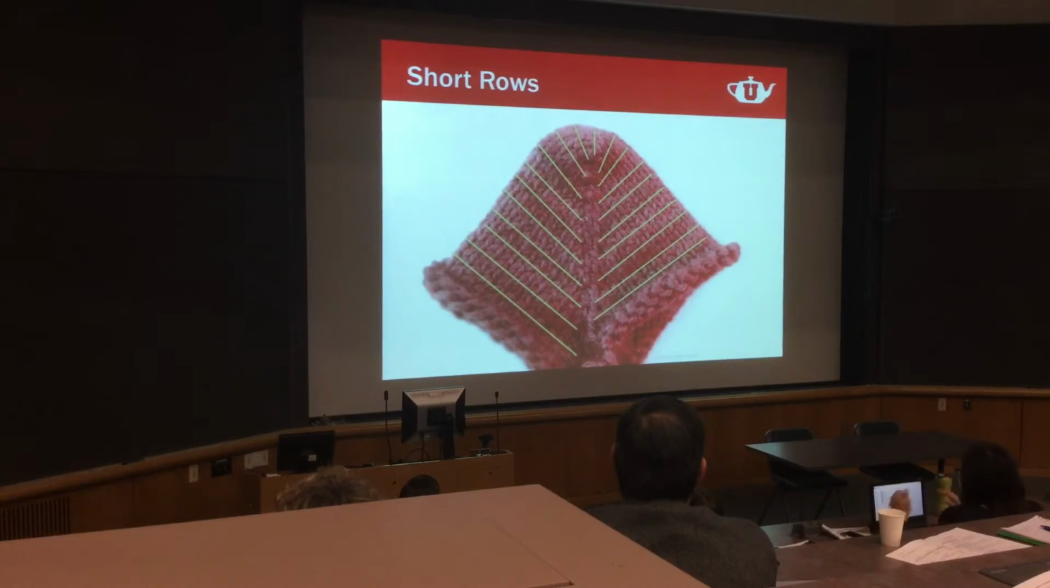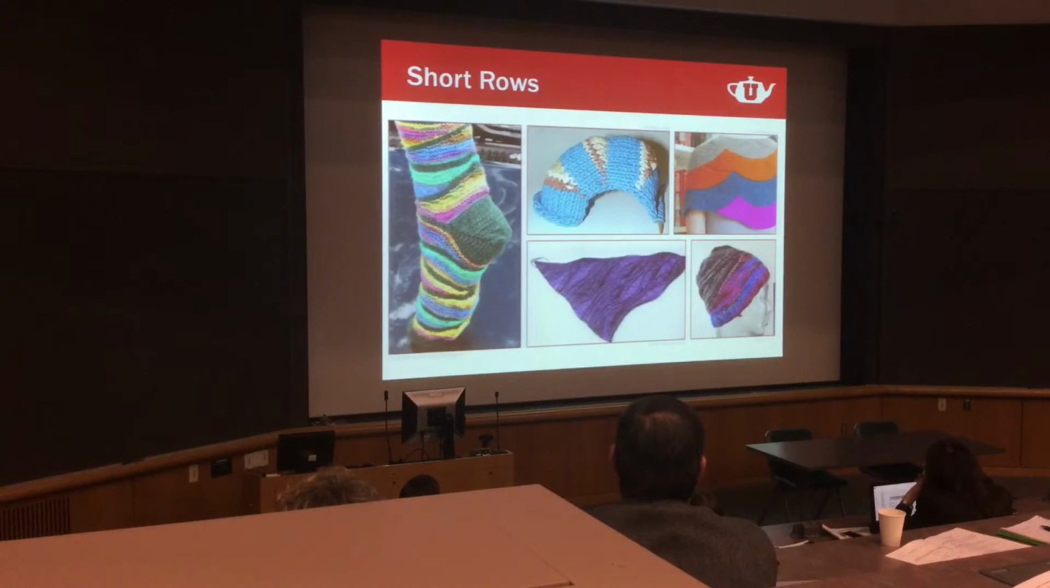And short rows do come up in a lot of different places. Probably the most common one is the heels of socks, but they're certainly not limited to them. They can show up in all sorts of different places.